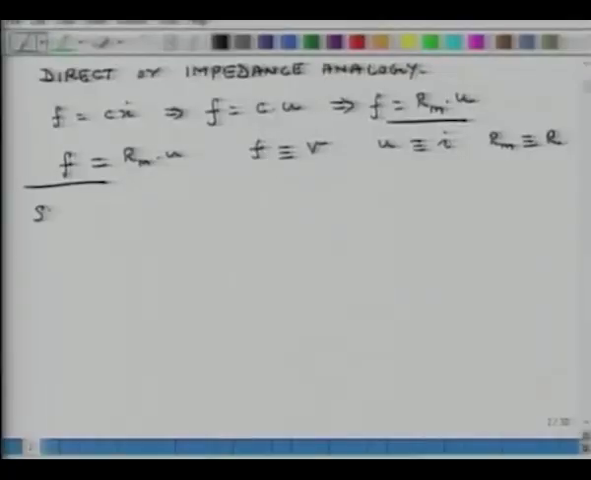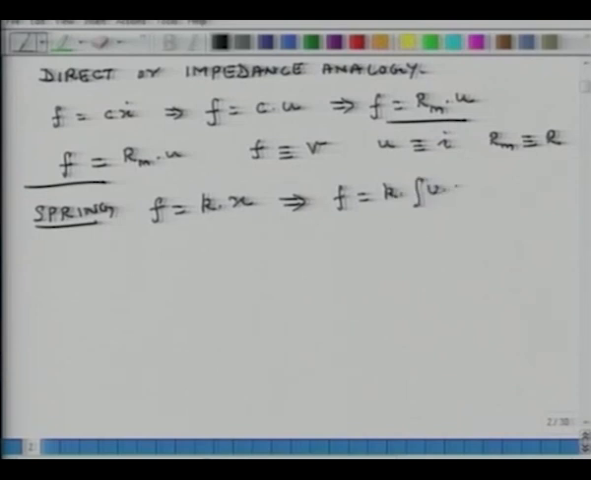So the other one is the spring. Force equals stiffness times displacement, which is equivalent to force equals stiffness times the integral of u dt. So it is the same as force equals 1 over Cm times the integral of u dt, where Cm is my capacitance, compliance. So again, force maps to voltage, velocity maps to current, and my compliance maps to capacitance.